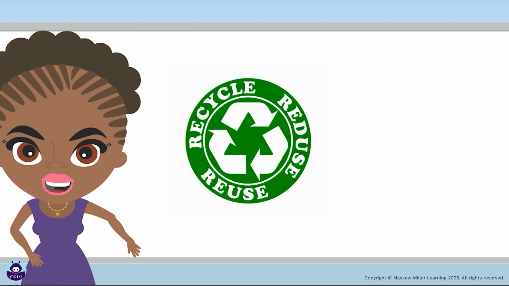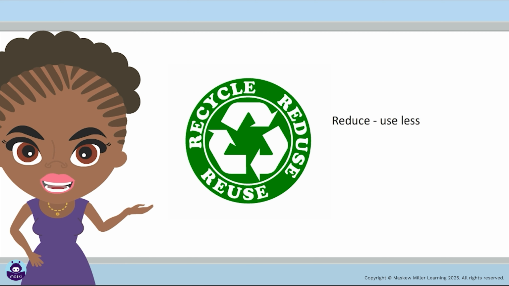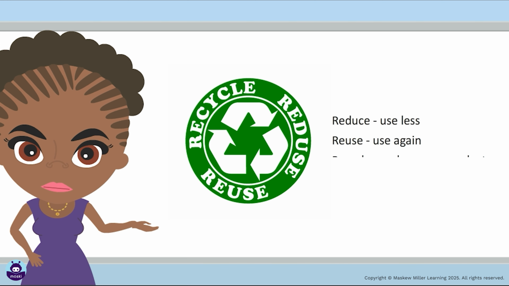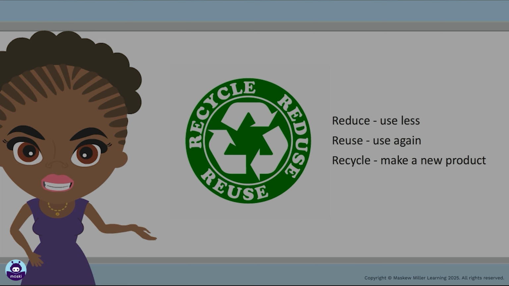The three elements of the recycling logo are: Reduce. This involves reducing the number of plastic products we use and buy. Reuse. When we reuse an item, we use it again, but we do not process it in any way. Recycle. Recycling is when waste products are collected, processed, and remanufactured into new products.